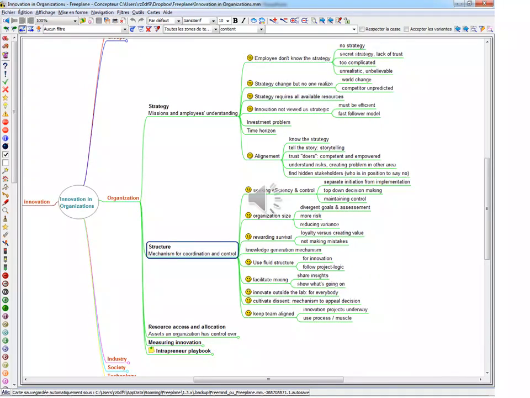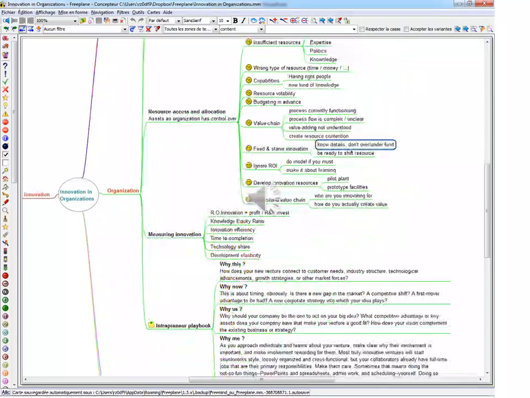Now we move to the organization constraint, with strategy and structure. Quite a lot of do's and don'ts, which have been put together here. The second part will be on the next slide. So this one is the second part of organization, where we have resource access and measuring innovation. And also we have the entrepreneur playbook, where we list some questions to be asked. Organization constraints are quite important in our case.